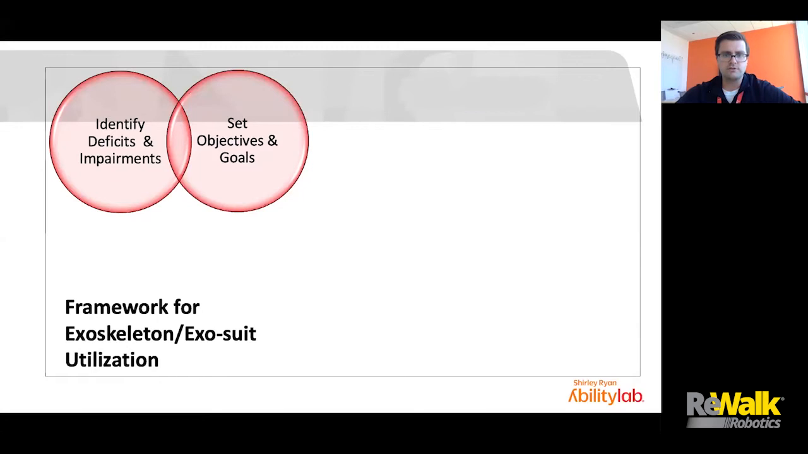From there, you want to set your objectives and goals. Again, very similar to things that we do as therapists every day. You want to be setting goals and objectives. You want to have a direction where you're going. Again, this is a goal specific to adding in the exoskeleton or the exosuit. So it's a little bit more of a targeted goal, but it's not that much different than what we're already pretty familiar with doing.